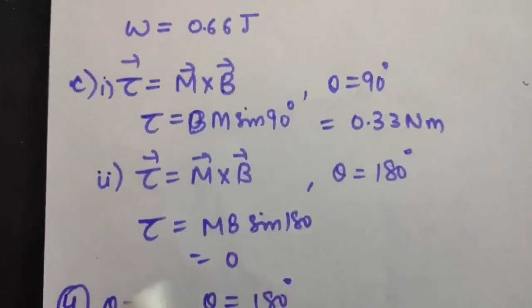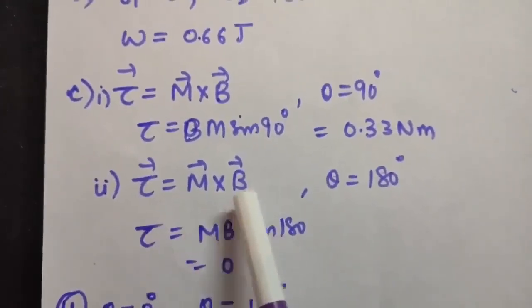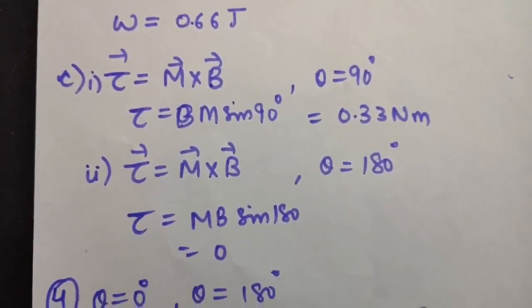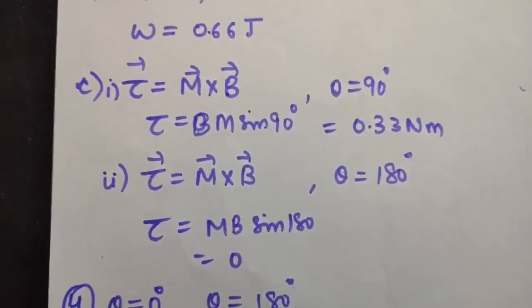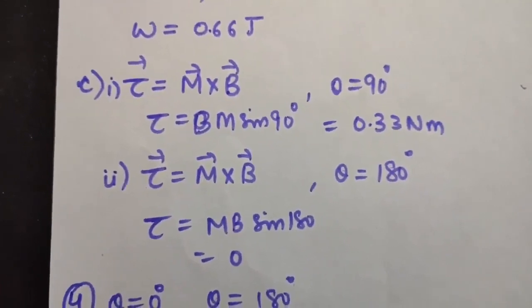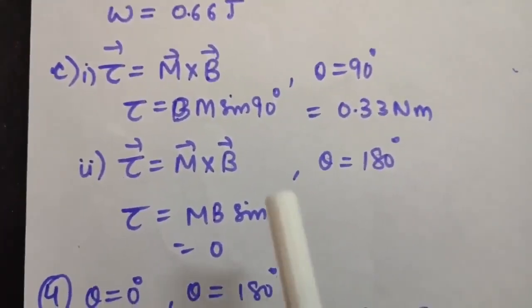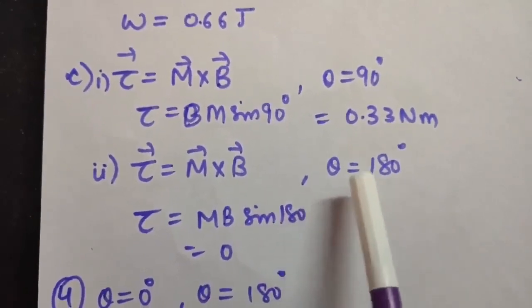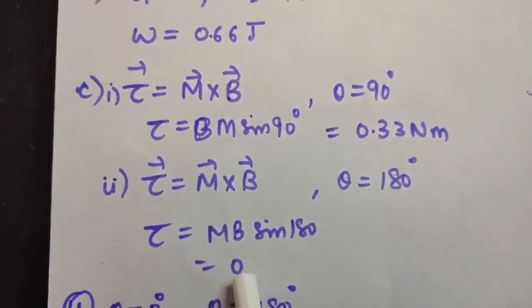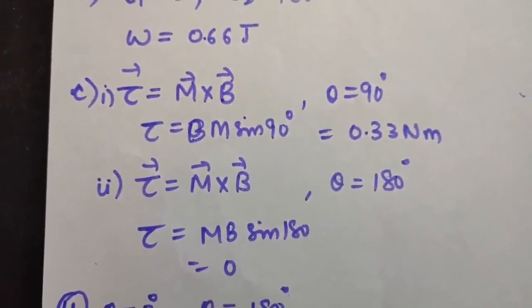Now for the second part, again torque is m cross B, but in the second part we have put the magnet such that its magnetic moment is opposite to the direction of magnetic field. That means theta is now 180. So we will use mB sine theta, that is sine 180 degree. And as you know, sine 180 is 0. So torque will come to be 0 in this case.